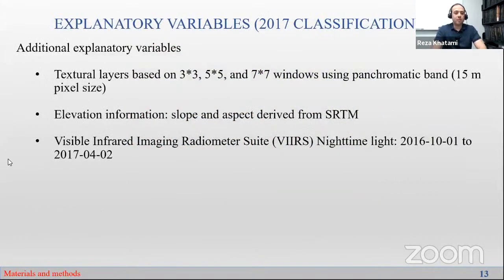In addition to the composite, we extracted textural layers based on different window sizes to capture textural information at different scales. We used the panchromatic band from Landsat at 50-meter pixel size. We also used elevation data from SRTM. We extracted the slope and aspect. And we also used the nighttime light data to improve classification of urban areas.